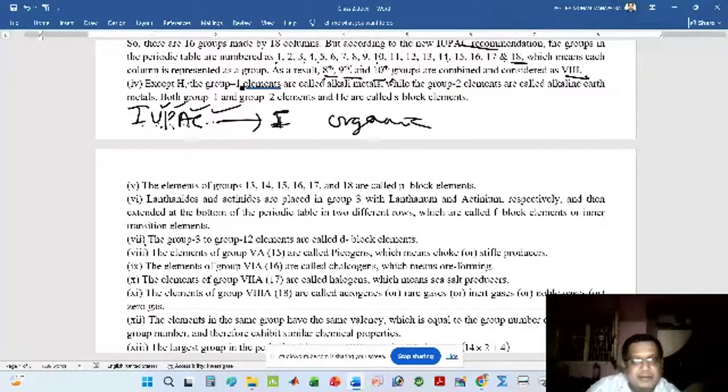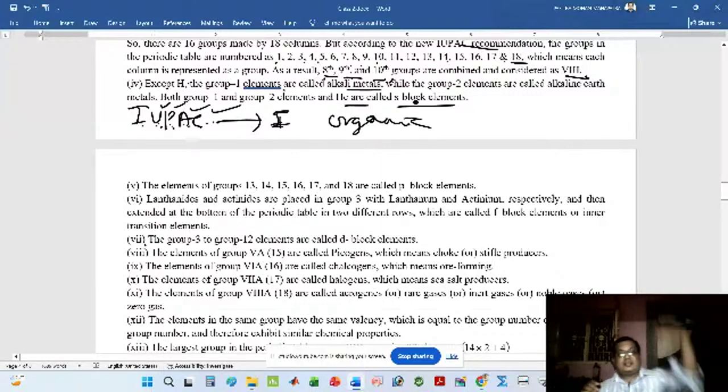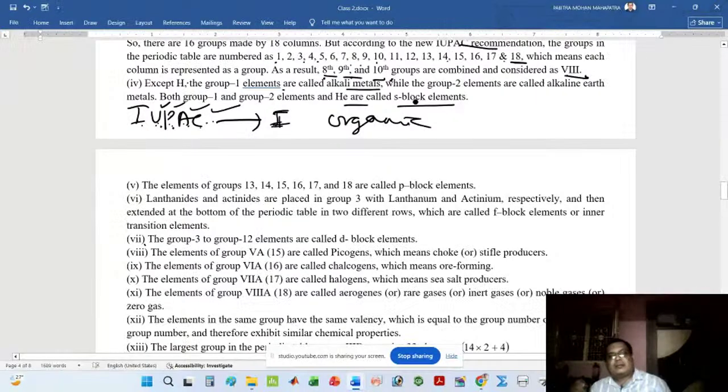Except group 1 and 2 and helium, which are called s block elements. Why are these group elements called s block elements? Later I will explain when I cover the different blocks: s block, p block, d block. Then I will clearly explain why group 1 and group 2 elements are considered s block elements.